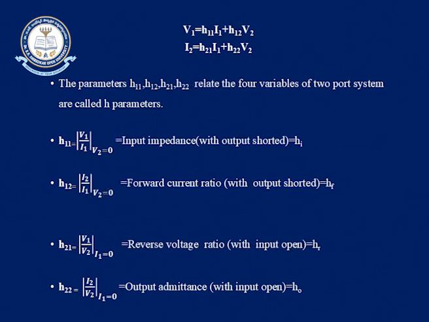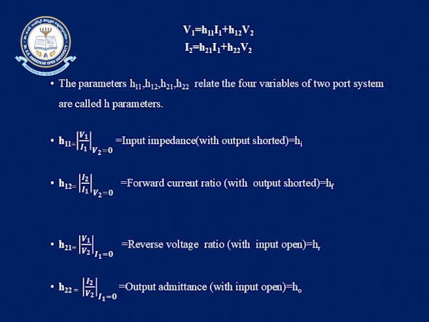If you want to write H11, neglect H12. Just see the first equation: V1 equal to H11 I1 plus H12 V2. To write H11, I am taking V1 by I1. To write H12, I am taking V1 by V2. To write H21, I am taking I2 by I1. To write H22, I am taking I2 by V2.